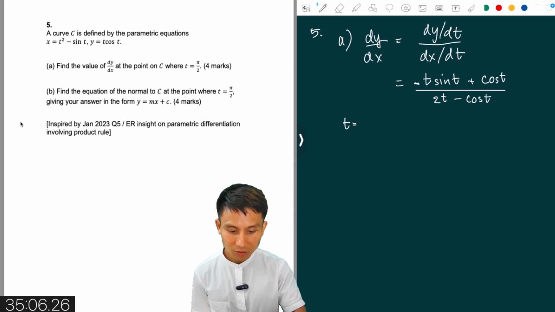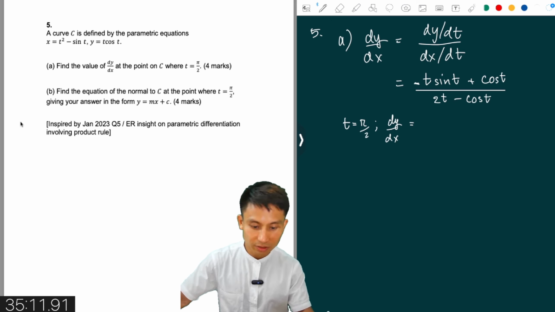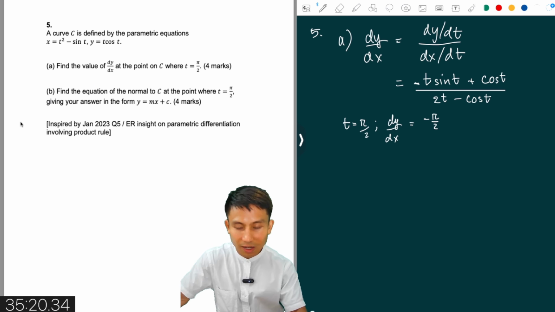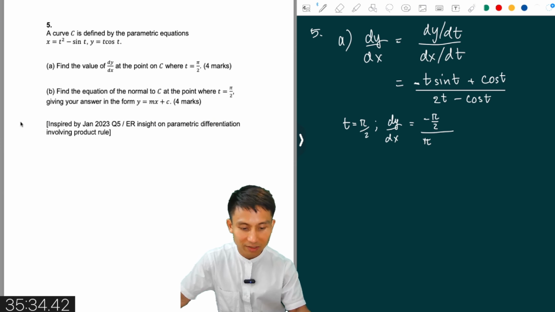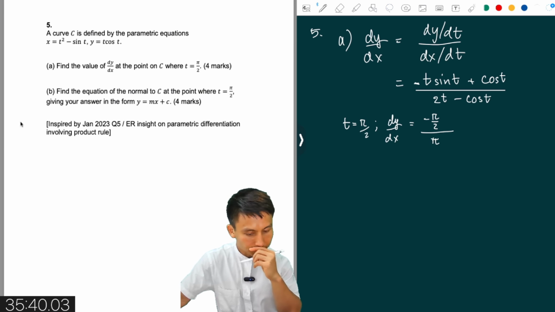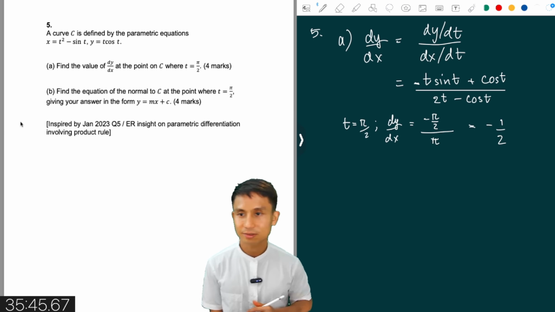When t equals pi over 2, dy by dx will be equal to, we just substitute pi over 2 in the function, so I get a minus pi over 2 here first. Sine pi over 2 is 1, right? But cos pi over 2 is 0, so I get just minus pi over 2 there on top. And this is 2 times pi over 2, so that becomes pi minus cos pi over 2. Cos pi over 2 again is 0, so that's it. So that is minus 1 over 2. The pi's cancel there. That's done.